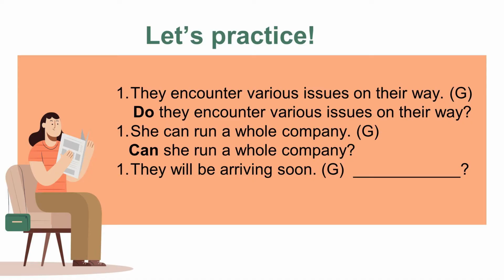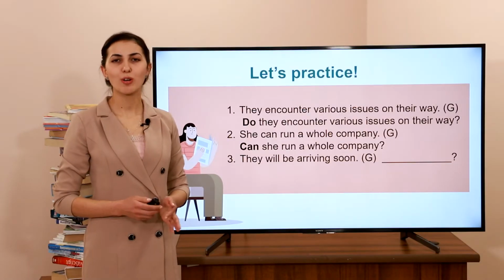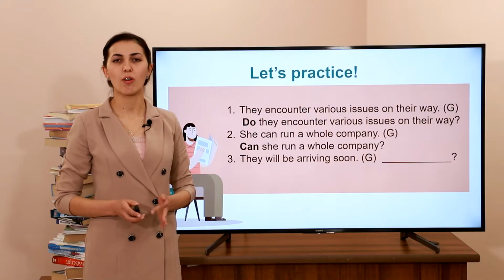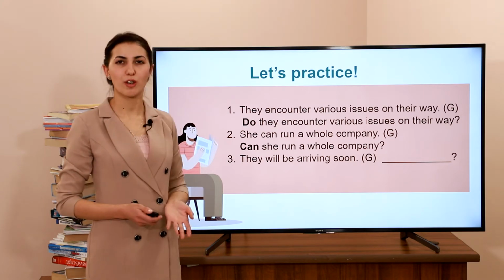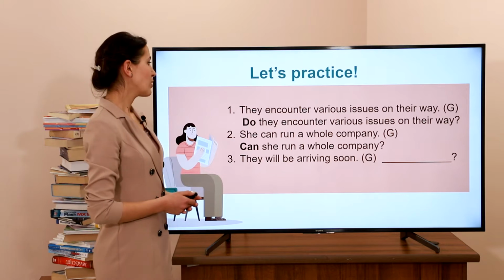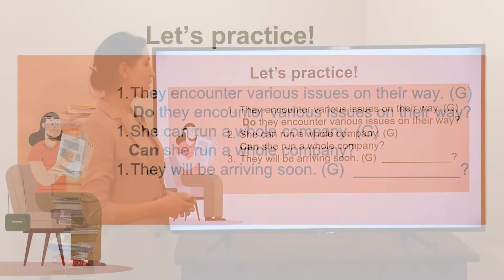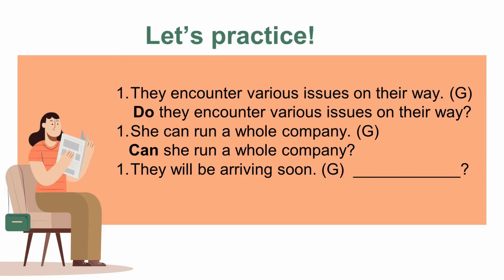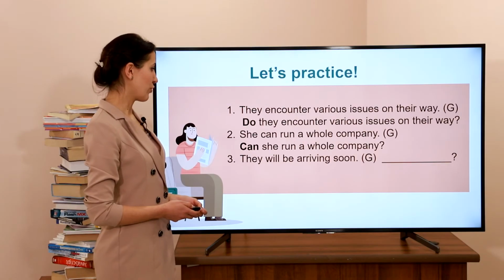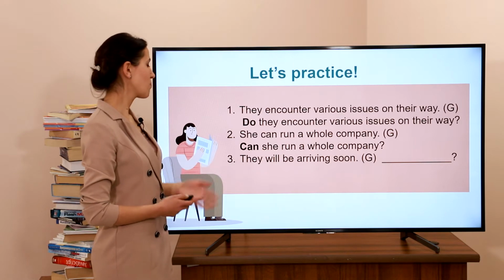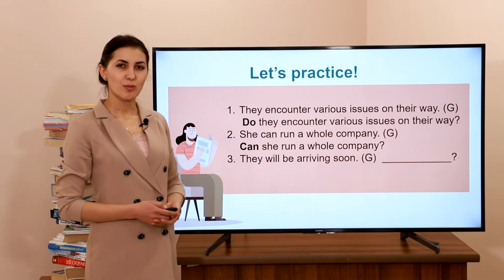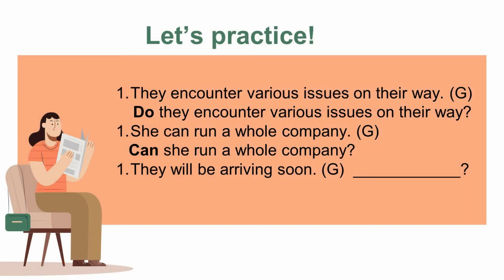From our previous grades, we know how to form interrogative sentences of the present simple tense. Therefore, here "do" helped us to form the interrogative sentence. The other example: she can run a whole company. The predicate is expressed with a modal verb. Therefore, it stands first in the interrogative sentence. They will be arriving soon. As you can see, there is a blank here. So your duty is to complete this sentence, and the answers will be discussed during our webinars.